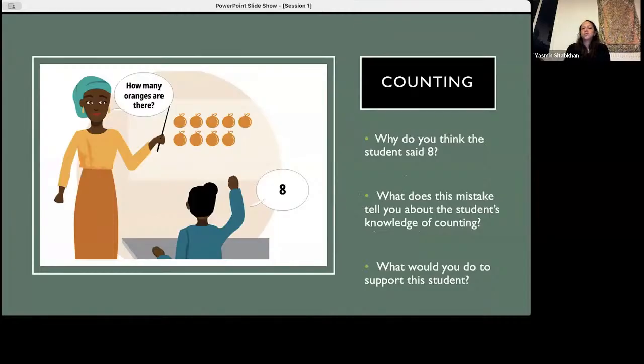What would you do? So let's say the student doesn't know the rote counting sequence. If you were their teacher, what might you do?